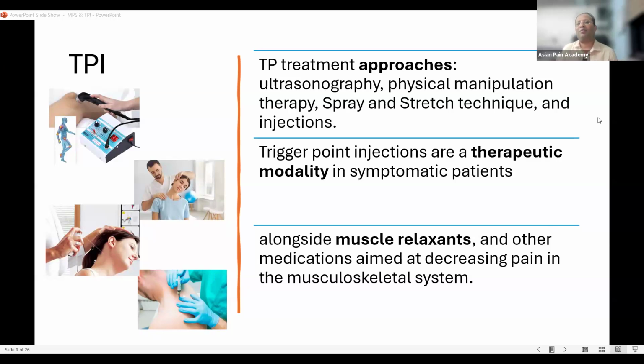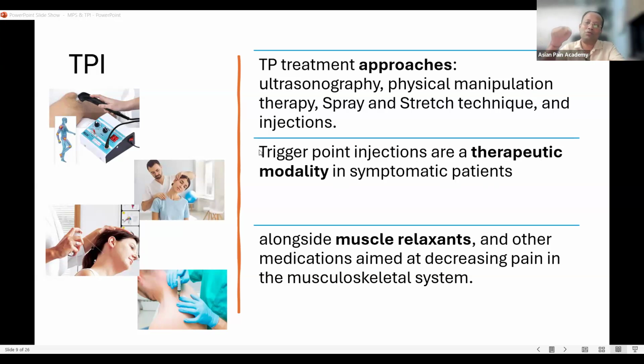But remember, any intervention should be preceded by simple oral tablets or pharmacotherapy. If that doesn't work, then only go for intervention. Trigger point injections are a therapeutic modality in symptomatic patients. Really, if you search for the trigger point correctly, and remember, while searching, search at the first time.